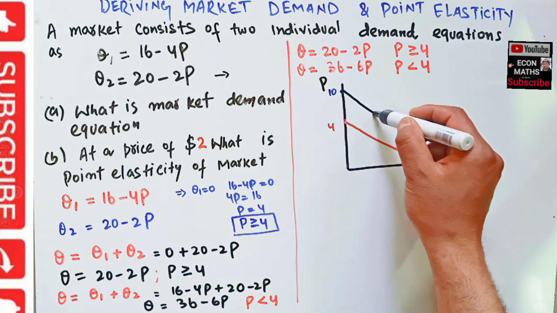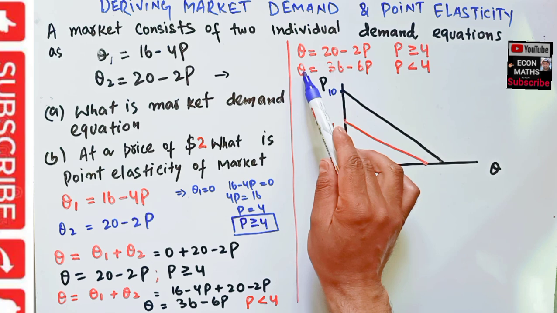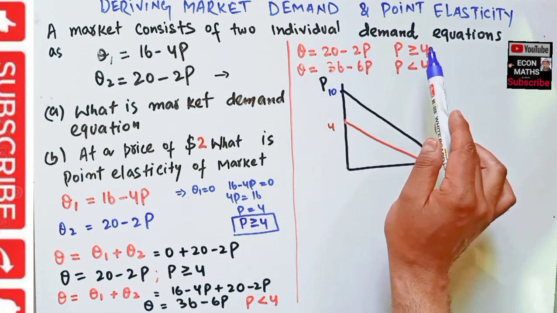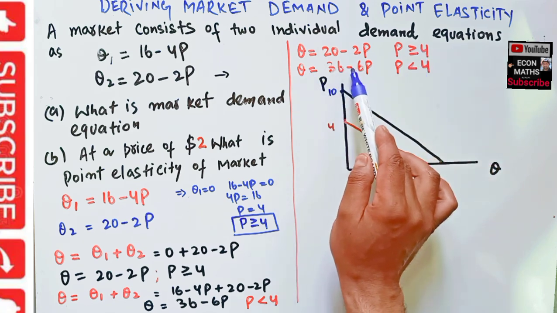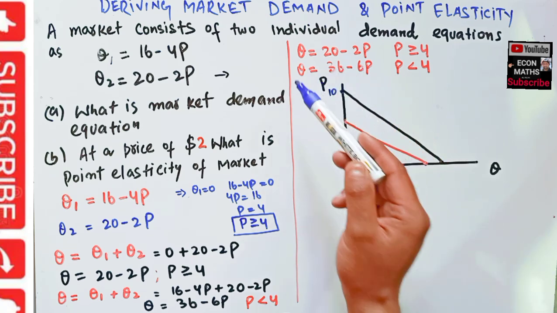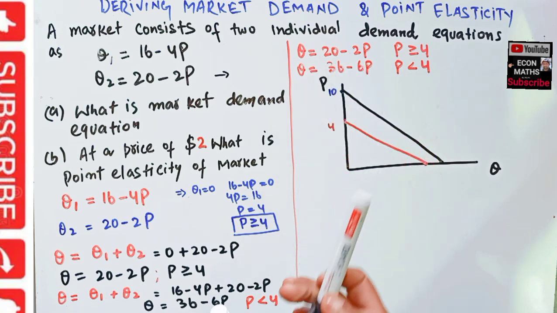Okay, this is the demand function of individual 2. Now, market demand: we got 20 minus 2p when p is greater than or equal to 4, and the market demand function is 36 minus 6p when p is less than 4. So finding the intercept of this demand function, when p is equal to 0, q will be 36.